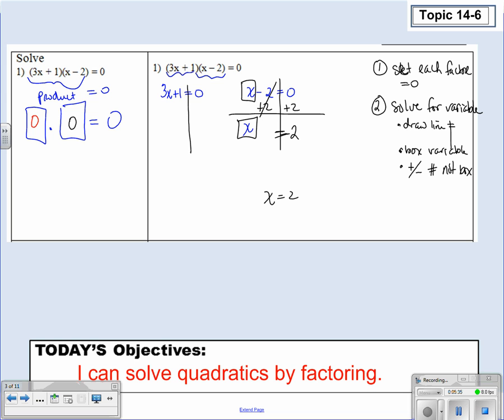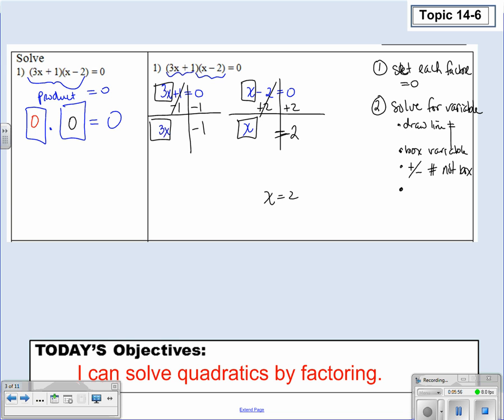We have our line. We're going to box the variable. We add or subtract the number that's not in the box. The number not in the box is a plus 1, so we're going to subtract 1 from both sides. When we subtract 1 from both sides, we still have a 3x inside the box. Plus 1 minus 1 is 0. 0 minus 1 is a negative 1.